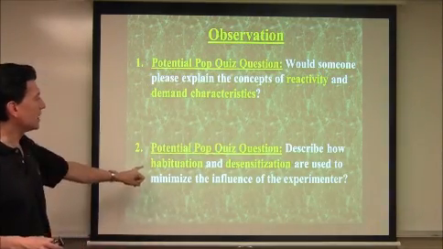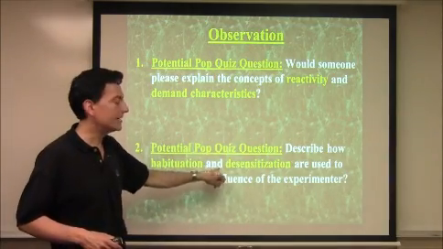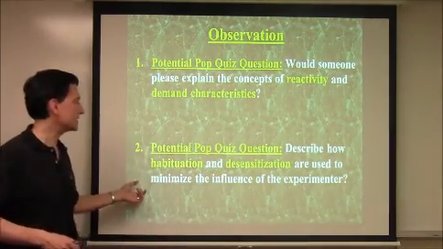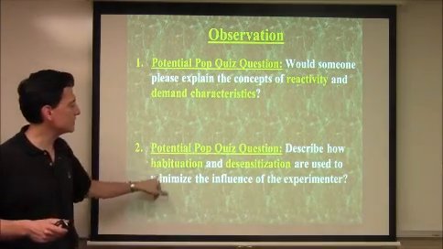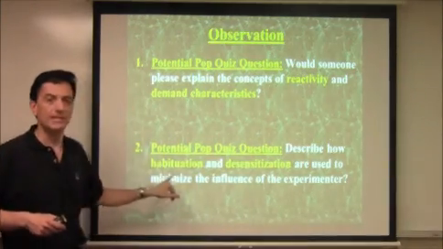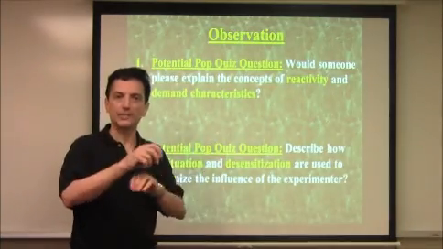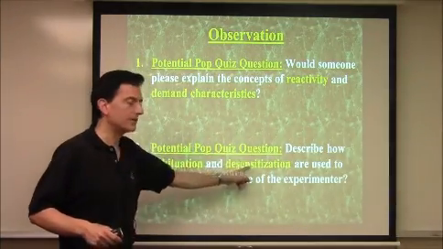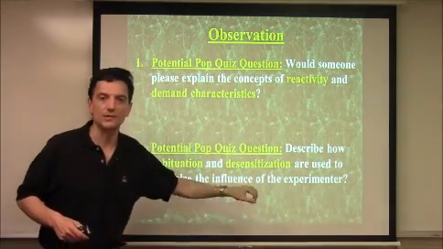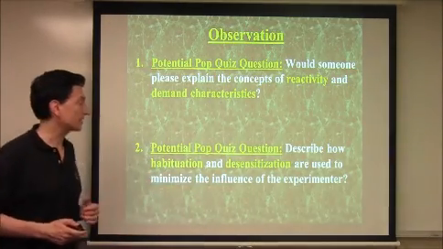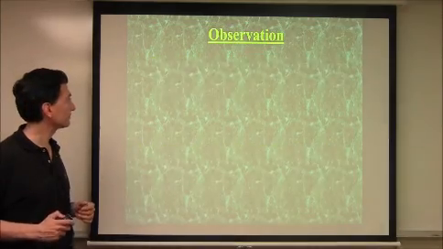Here's another one. Describe how habituation and desensitization are used to minimize the influence of the experimenter. And in our class, we're going to use these two words, habituation and desensitization, largely interchangeably. So if you get to one of these, you basically have the other. But how are they used to minimize the influence of the experimenter in a research study? That will be your second pop quiz question.